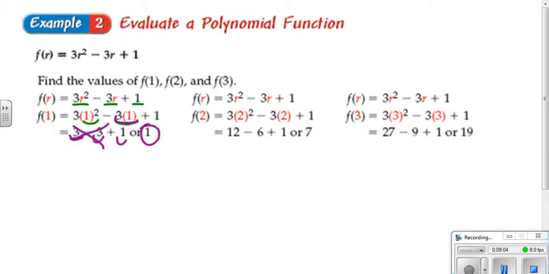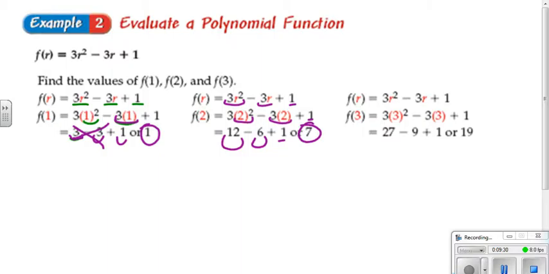Same thing with f of 2. Everywhere we see r, we just plug in 2. So 3r squared becomes 3 times 2 squared. Well, 2 squared is 4 times 3 is 12. That's where that one came from. 3r, 3 times 2, is 6. And in all these cases, we still have to add 1. So 12 minus 6 is 6, plus 1 is 7.